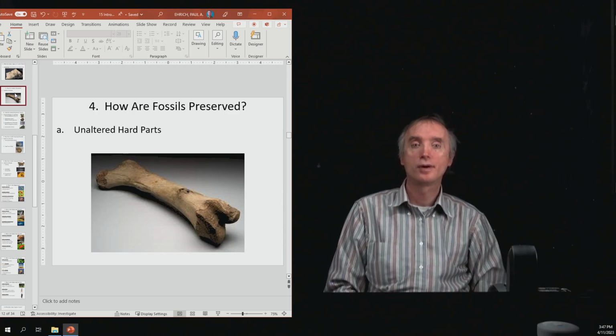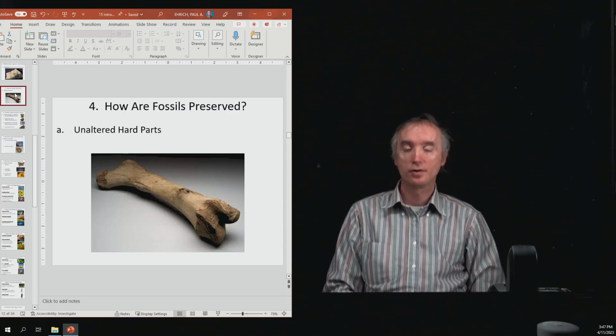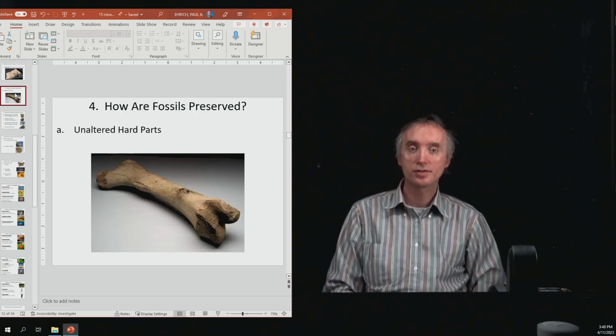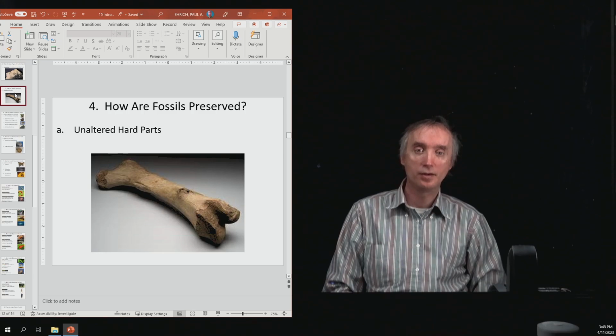Okay, now we want to talk about how fossils are preserved. So the first thing is just the original object itself. So this is a bone. It's not been altered in any way. That's the original bone that came from the animal.